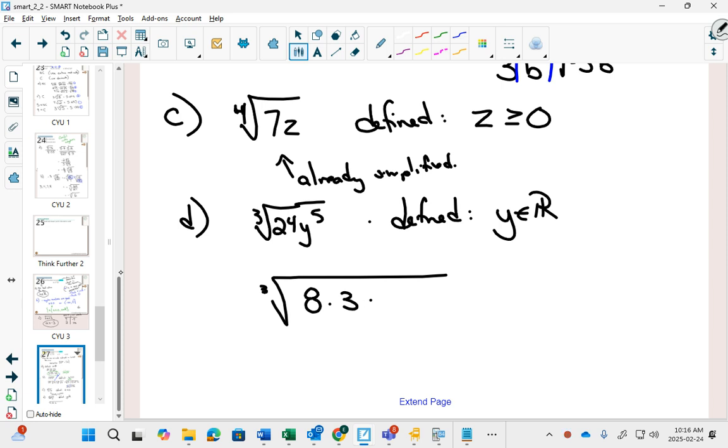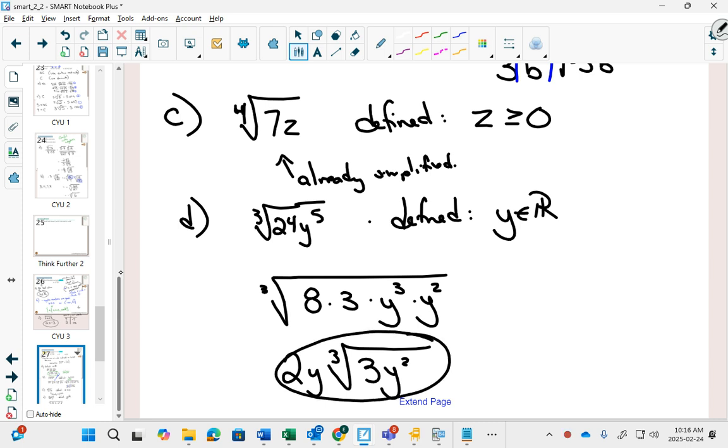Then for cube roots, I would break up my y to the 5 to y cubed and y squared. Cube root of 8 is 2. Cube root of y cubed is y. On cube roots or odd index, never have absolute value bars. Absolute value bars for radicals is only with even indices. Still have our cube root. What's left inside of our cube root is a 3y squared.